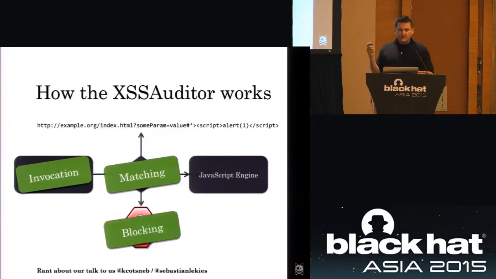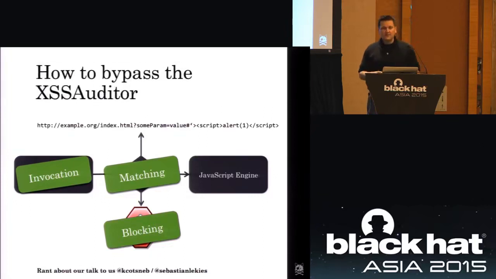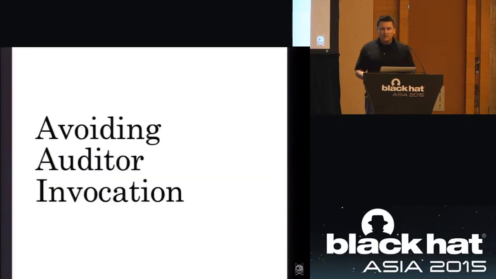And now let's talk about how to bypass this. So basically, we have 2 different options here. The first option is we avoid the invocation of the XSS auditor. So if the thing is not switched on, it cannot detect anything. Or we can confuse the matching of the auditor. So if it does not find the things that we injected, it will think, well, this is not injected, and then let us execute the JavaScript. So let's first talk about avoiding the auditor invocation.